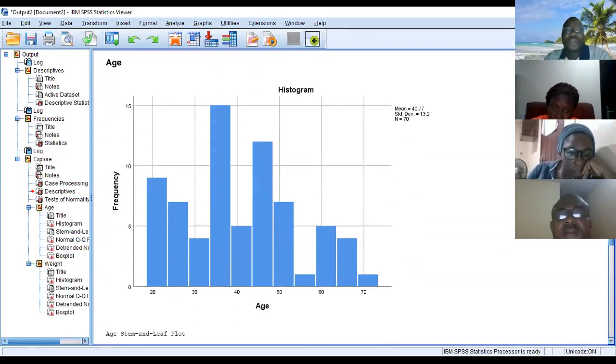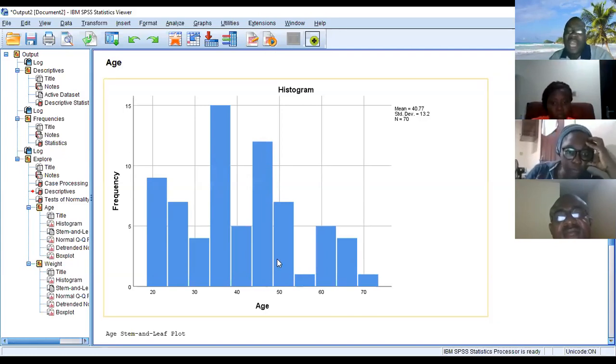Okay. Now, can you see the age? We know that it's skewed to the right. Is that not so? You can see the shape now. It's flatter because if it's not skewed, it should be symmetrical. The way it goes up, it comes down. But it's flatter coming down. That is skewed to the right.